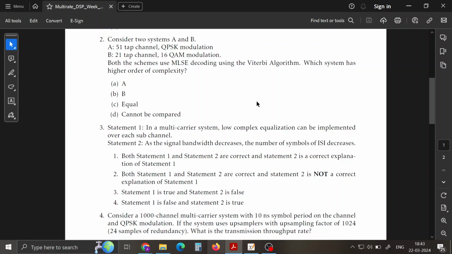Okay, so it turns out that both the statements are individually true, and statement 2 is actually a correct explanation for the first statement, right? Because statement 2 tells that as the bandwidth decreases, symbols of ISI decreases, which actually results in the fact that the complexity of the equalizer for a multi-carrier system is pretty simple. Yeah, the complexity is low if we talk about each subchannel. So that's a consequence of statement 2. That's why statement 2 is the correct explanation for statement 1. Okay, so let's put it into words.